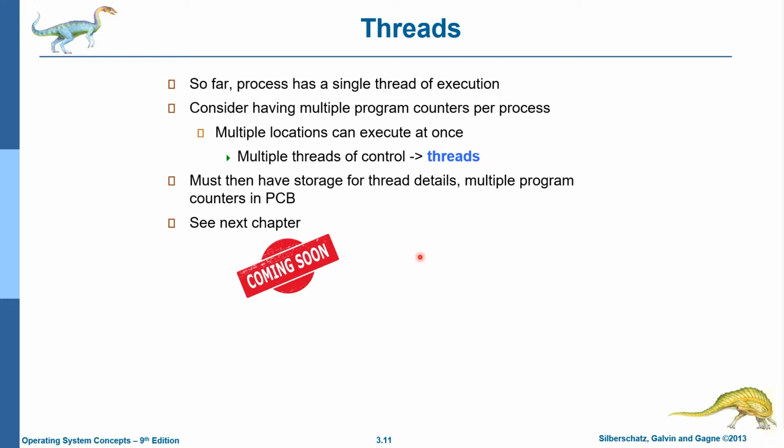So if you were to add more threads of execution, then you would need multiple program counters as well as multiple register states. But this is not for this chapter. We'll explore this, I think it's in chapter 4. It might be later, but it's not in this chapter yet.